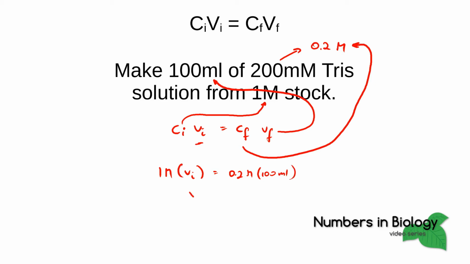So VI is equal to 0.2 molar times 100 divided by 1 molar. So again, here the concentration units will cancel out and you end up with milliliters as the units of your answer. So VI is equal to 20 milliliters. Again, the key here is converting the units so that they are the same on both sides of the equation.